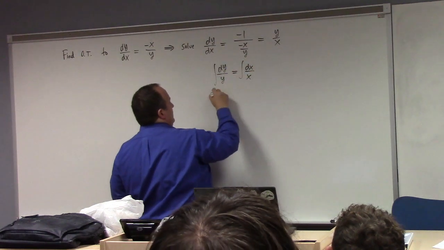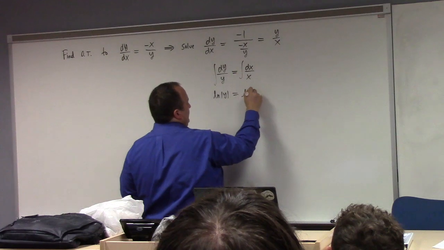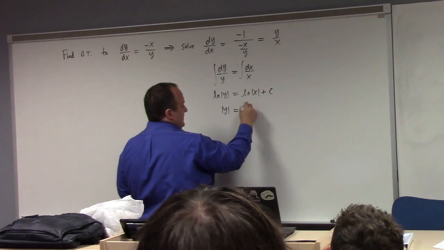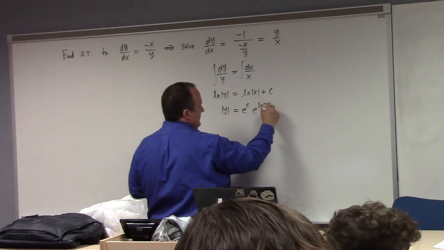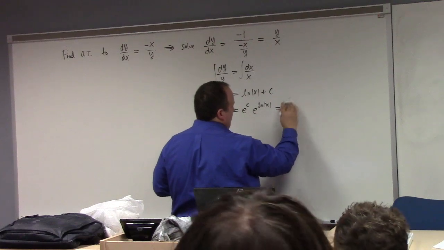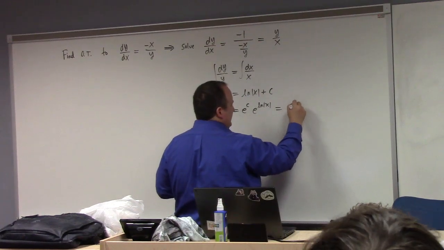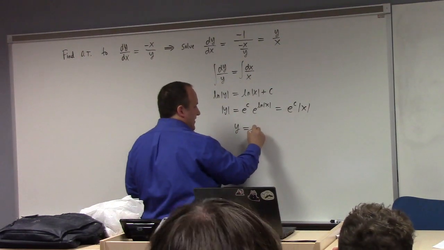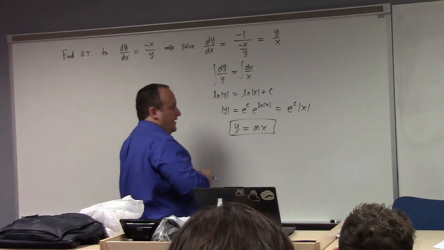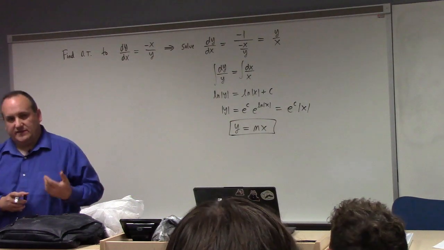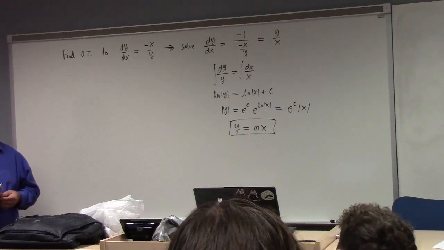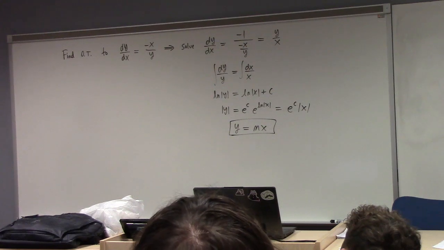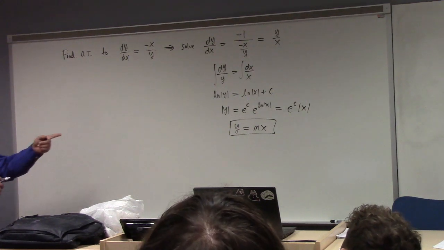Integrate that. Log absolute value of y equals log absolute value of x plus a constant, which gives us the absolute value of y is equal to e to the c times the absolute value of x. And from this we find y is equal to mx, where m equals 0 is technically an extraneous solution to the separation of variables method because we divide by 0 there. But nevertheless, if you go back to the original problem, y equal to 0 is a solution to this problem, right? Those are orthogonal trajectories.